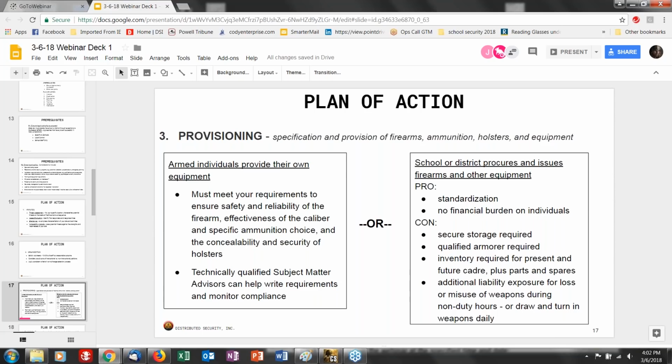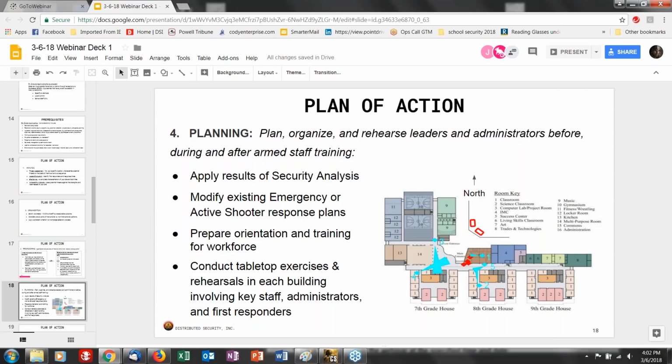The next stage in our plan is, in fact, planning. To plan, organize, and rehearse leaders and administrators before, during, and after your armed staff training. The early stages of this do not involve your armed staff at all. They involve assembling your leadership team with key advisors, applying the results of your security analysis, modifying your existing plans. Undoubtedly, schools have emergency and or active shooter response plans in place, but those plans will have to change to accommodate armed staff on site.